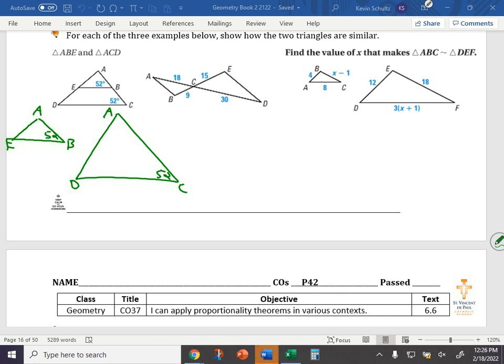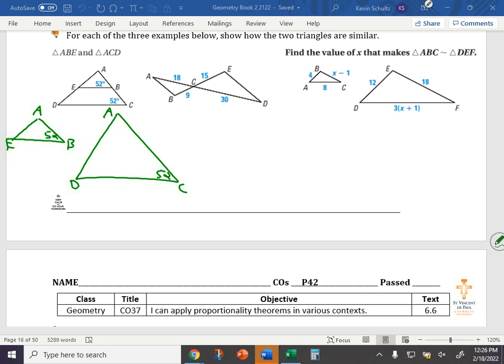What can we use? Gino? Angle similarity postulate. Angle, angle. How? Because you have two pairs of corresponding angles. I see one pair of corresponding angles with the 52. Where's the second pair? Blake? Angle DAC is going to be EAB.